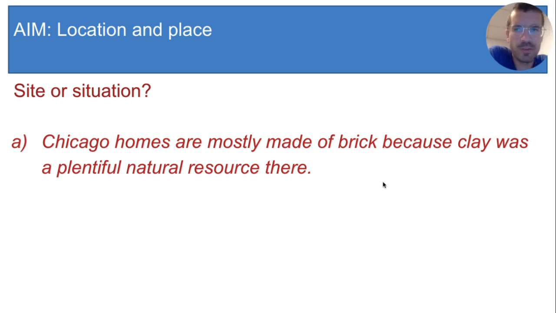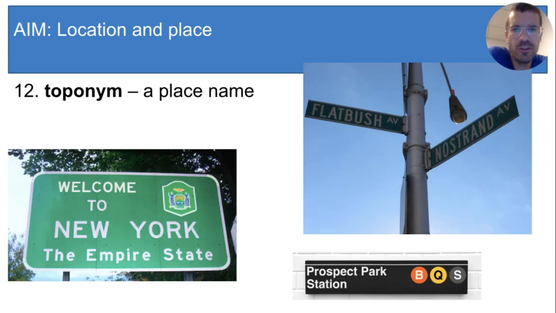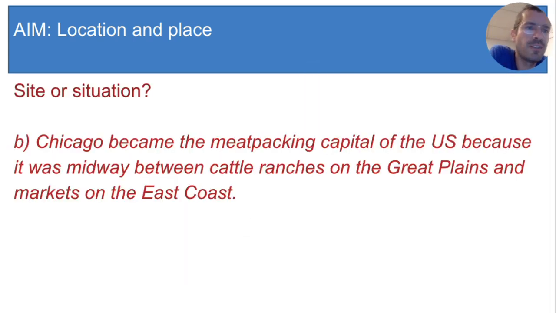Now let's look at another statement about Chicago. Same question here. Is this sentence describing Chicago's site or situation? Here, the answer is situation, because the sentence was describing Chicago's location in relation to other places, in this case, the Great Plains and the East Coast. Did you know that Chicago is an extremely strategically located city? We'll talk more about Chicago later in the year.